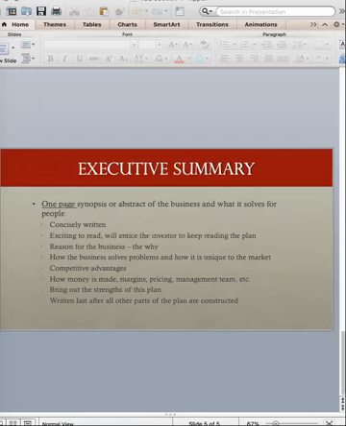It needs to include the reason for the business, the why behind it, how the business solves problems or pain points, and how it's unique to the market. Also list some competitive advantages that you'll further explain later, and how much money you've made from your profit margins and pricing strategy. Briefly introduce your management team, and be sure to focus on bringing out the strengths of your plan so that the reader can be looking for those later in detail.